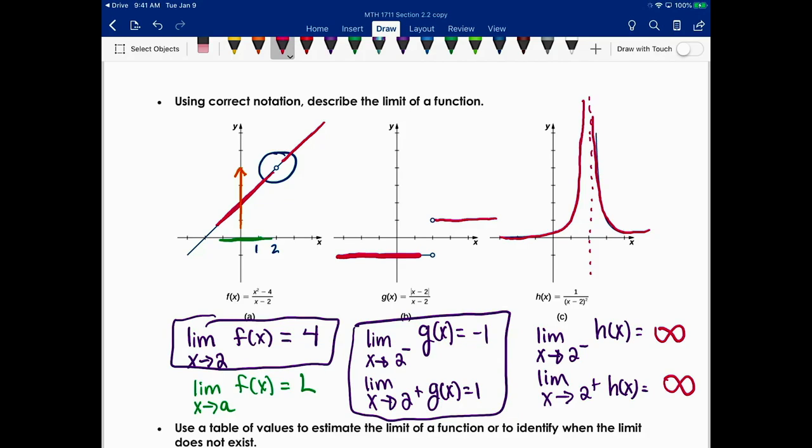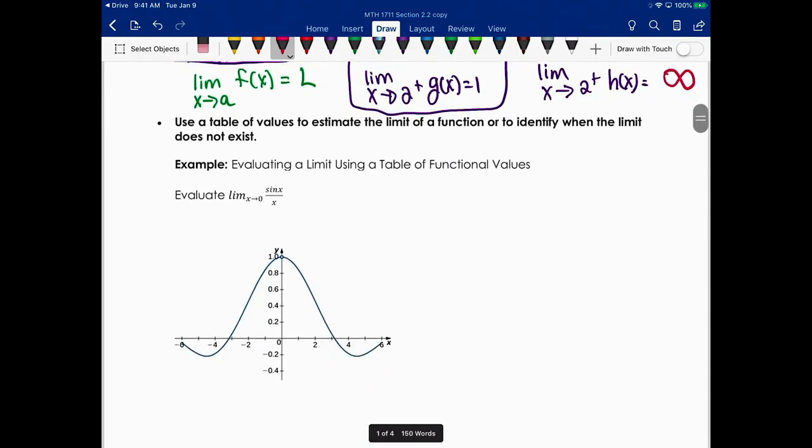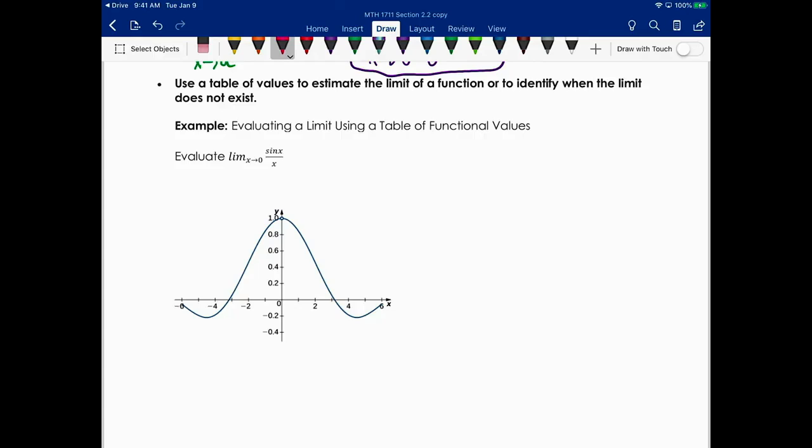This is the intuitive definition of a limit. You're looking to see, as x approaches some value, what is the value of the function approaching? And that value of the function does not have to exist because the limit is what are we getting closer to? There are many, many ways to evaluate a limit. One way, which we're going to start off with, is using a table of values.